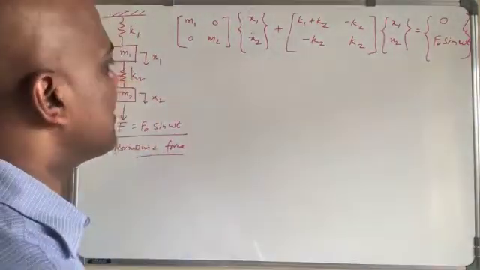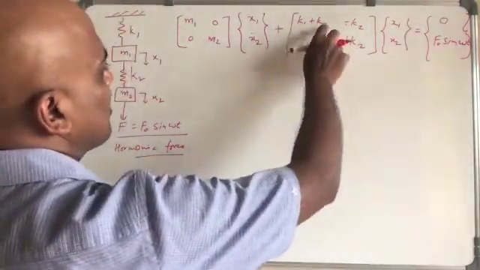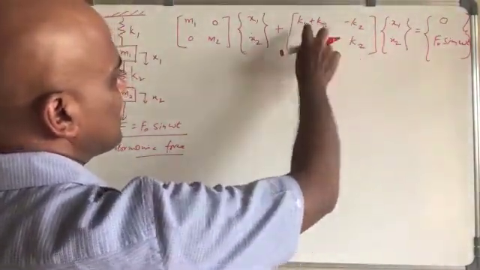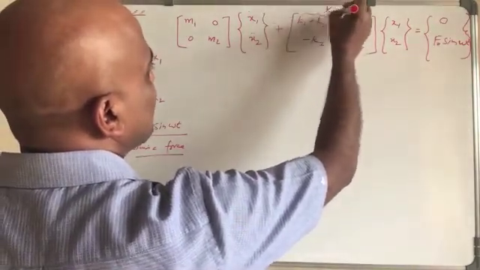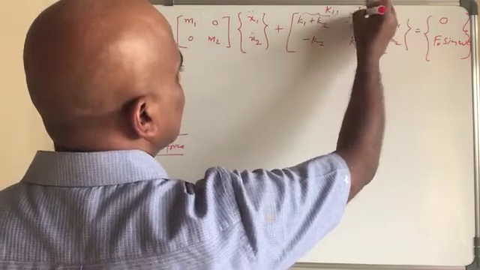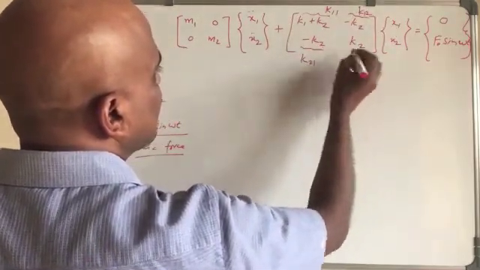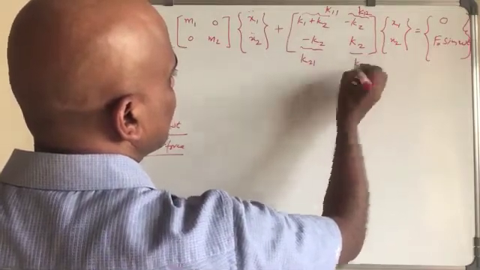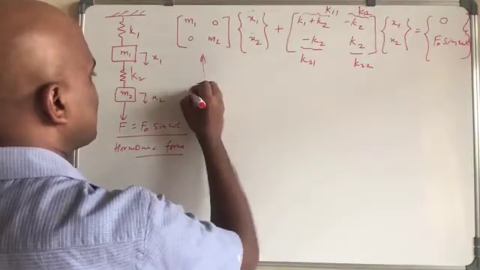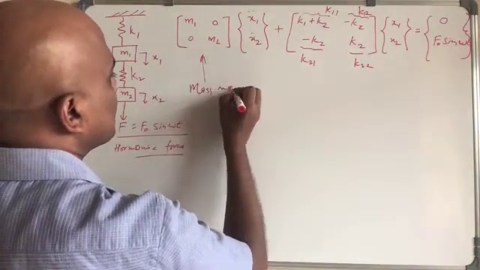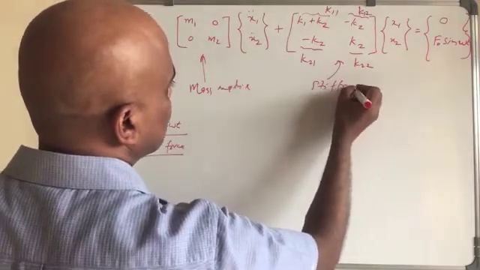We can also write in general terms. Instead of writing k1 plus k2 and so on, we can call this whole thing k11, this k12, this k21, this k22, like this one. Yeah, so we call this the mass matrix. Okay, mass matrix. This is the stiffness matrix, yeah, the stiffness matrix.